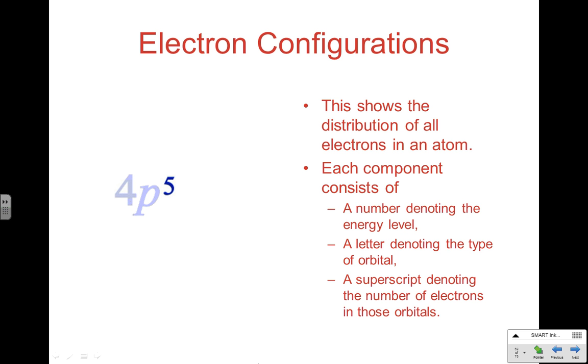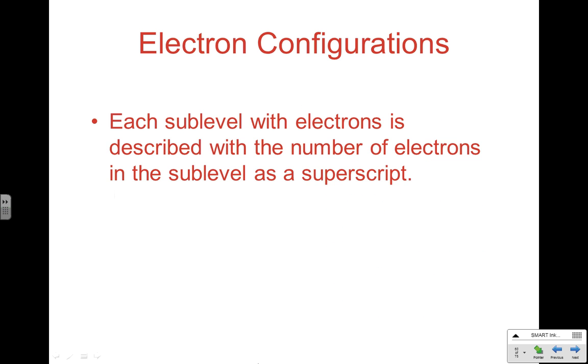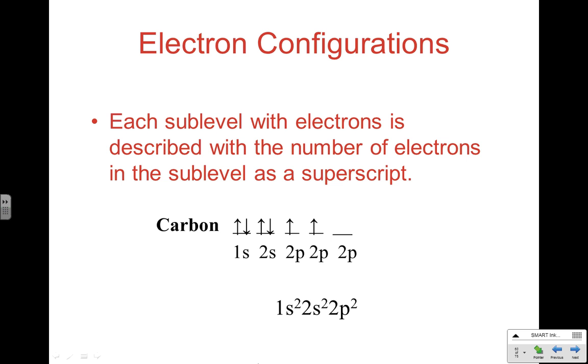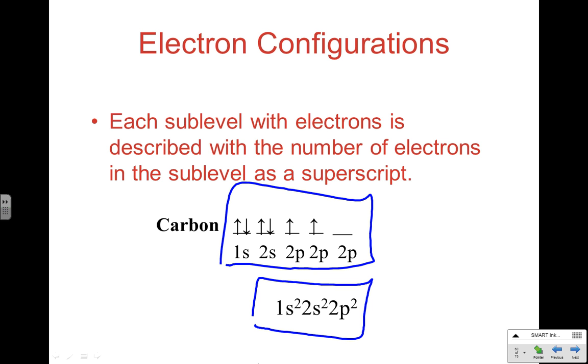So when we're writing electron configurations, we're trying to show the distribution of electrons in the atom, and this is a typical form we have of describing level and sublevel and how many electrons are in that sublevel. Now each sublevel with electrons is described with the number of electrons in the sublevel as a superscript. So when we're writing our normal electron configuration, which is listed down here, this is usually what I mean when I say write the electron configuration. This right here is what we call an orbital diagram. So that is kind of overkill. It shows all of the quantum information. We've got every energy level, every sublevel shape, and each orientation of all of those sublevel shapes, and it also shows spin.